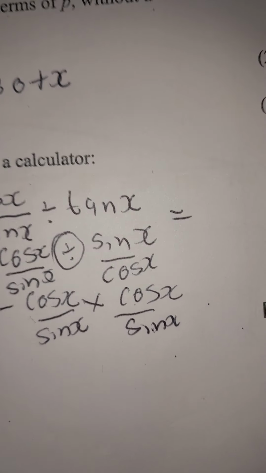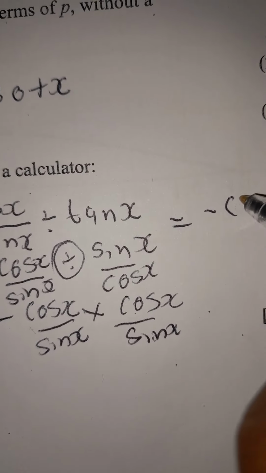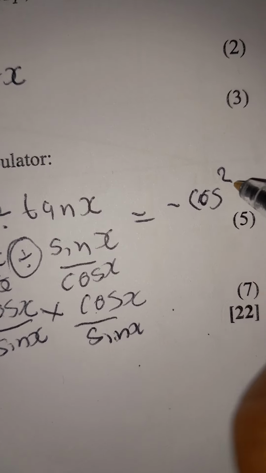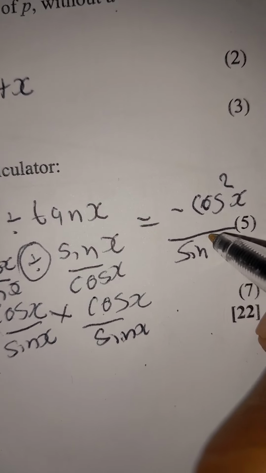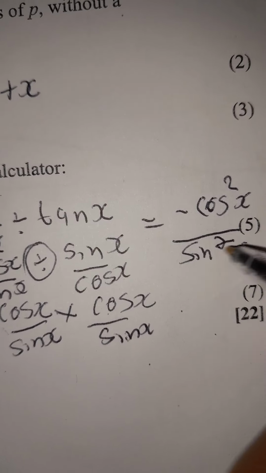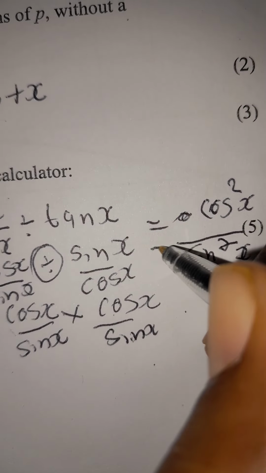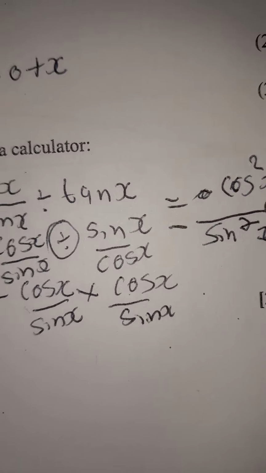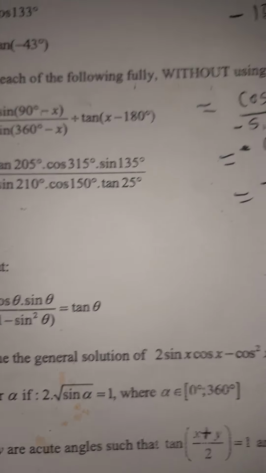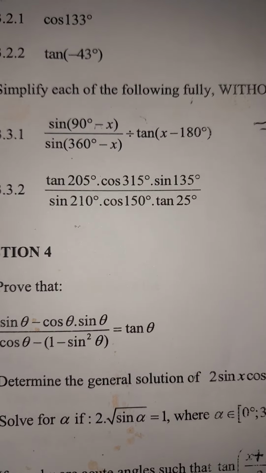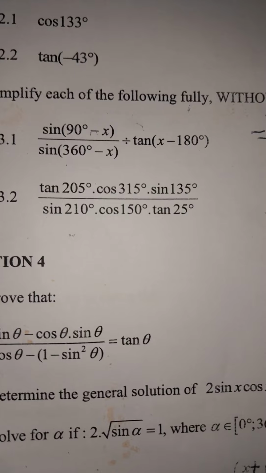What is cos times cos, that will be negative cos squared x. What is sine times sine x? It is going to be sine squared x. So we're going to have negative cos squared x over sine squared x. So that's how you can work out the 3.3.1. Let's go to 3.3.2.